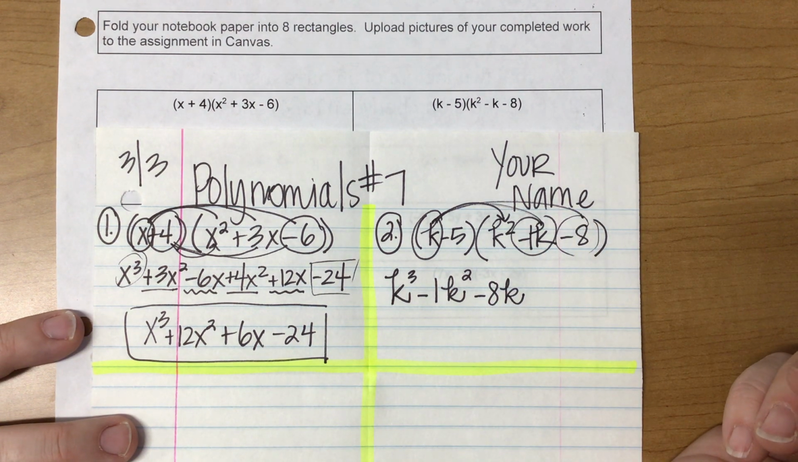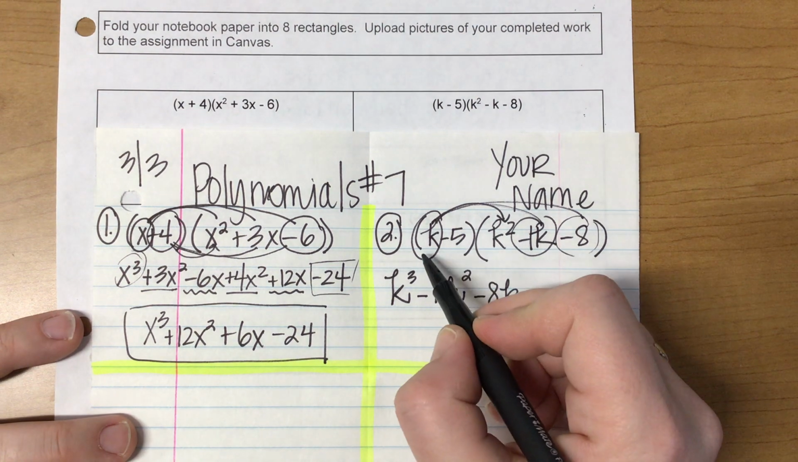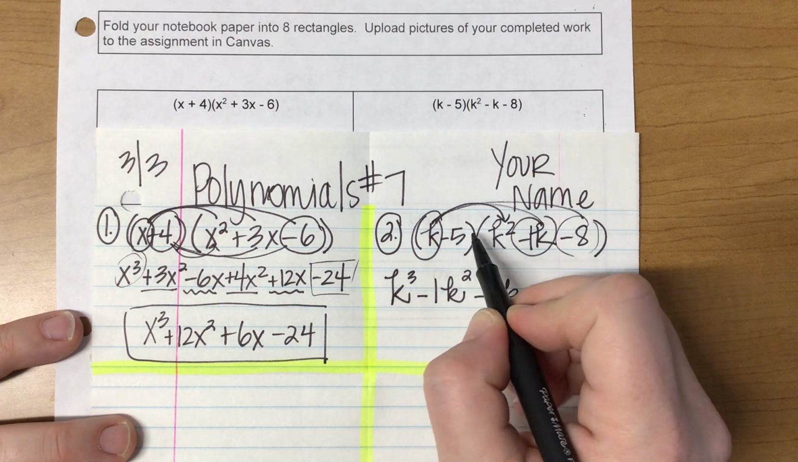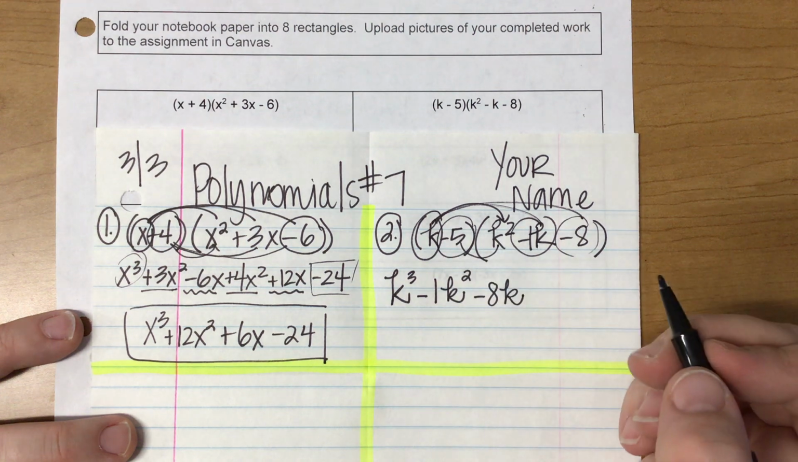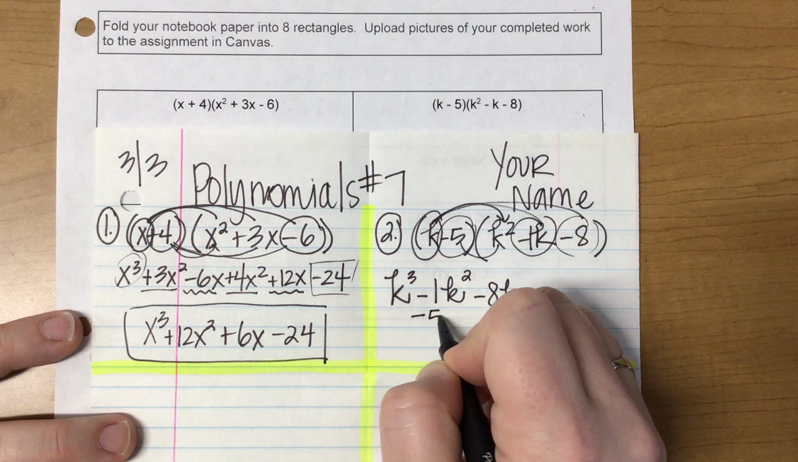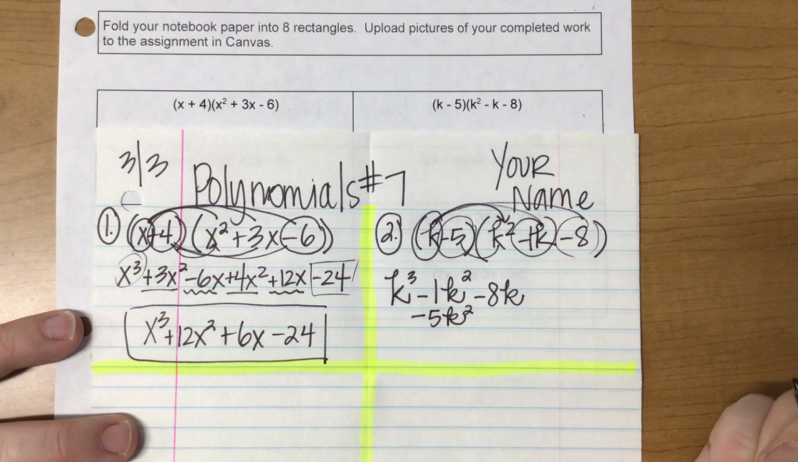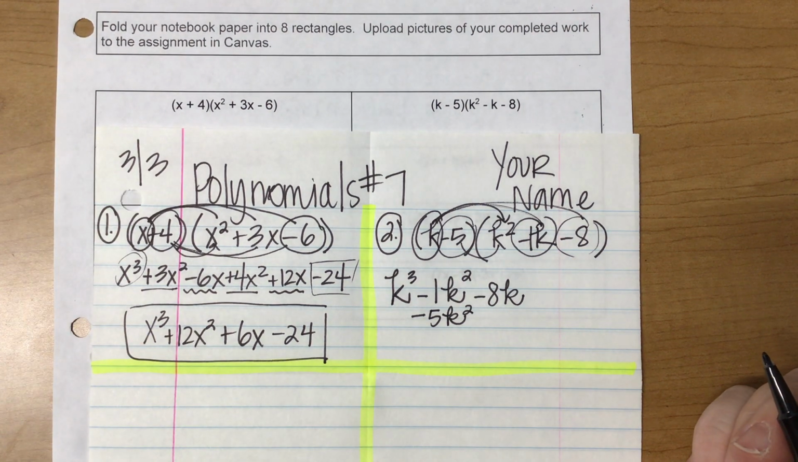So another organizational strategy, when I switch terms, negative 5 times k squared, I'm going to line up my like terms, negative 5k squared. I'm going to make them vertical. So then I don't have to look horizontally.